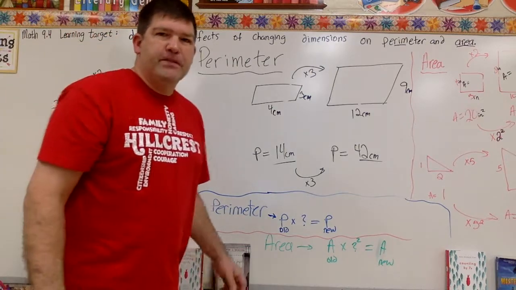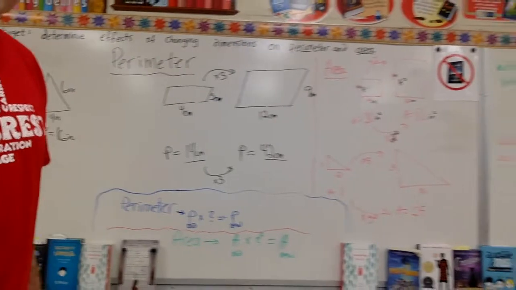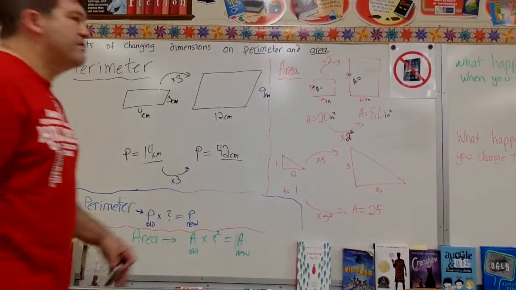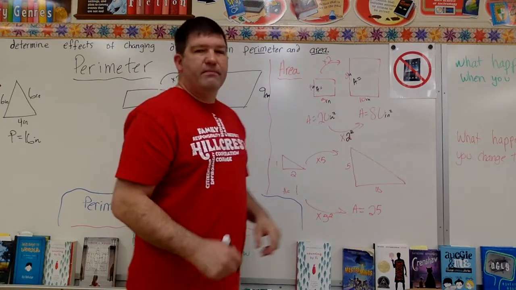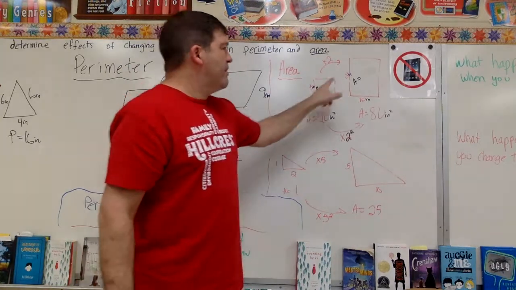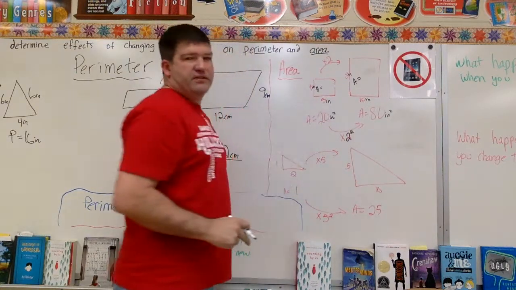Okay? Now, perimeter is straightforward. Area is a little different. The inside. So let's look over here. Here's area. Okay? So I have a little parallelogram and a bigger parallelogram. This one is 4 inches by 5 inches.